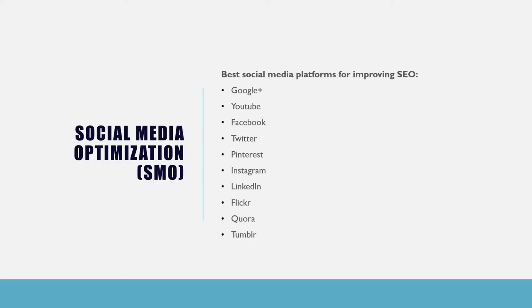So far, we've talked a little bit about social media, and something that you could consider is looking at how you can also optimize your social media experience. So social media optimization, also known as SMO. Now, I found a list of best social media platforms for improving SEO. Your textbook also has a list of a bunch of them that it suggests.